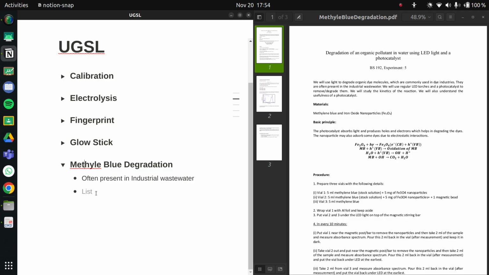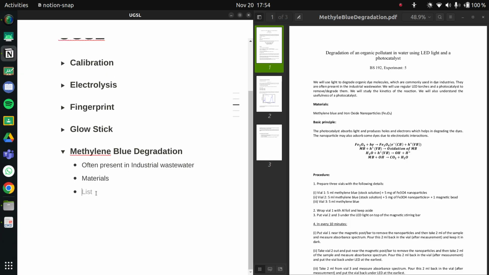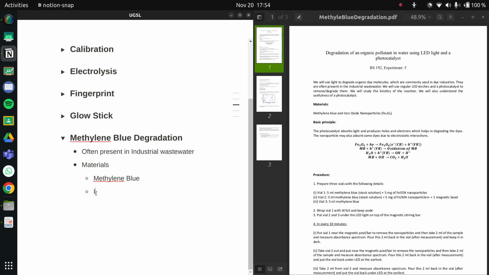It's methylene blue. Iron oxide nanoparticles. Nanoparticle sun. Sorry, just had to. Like, I'm sure you would have done the same.